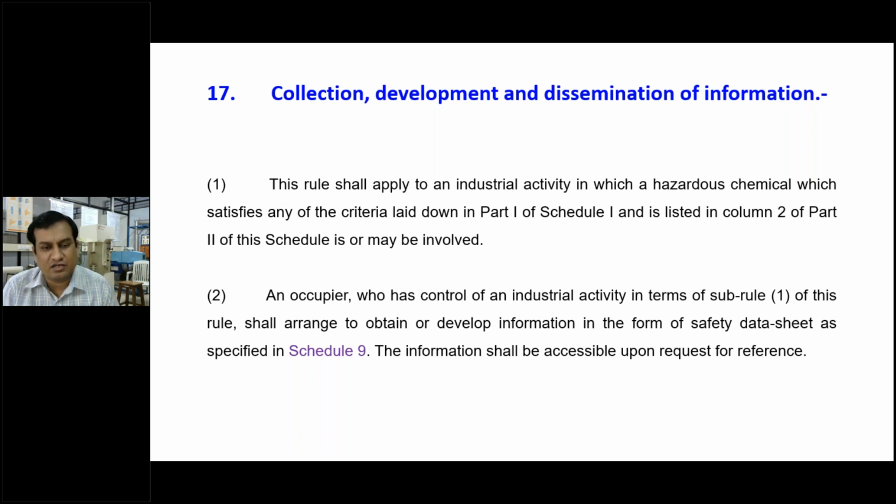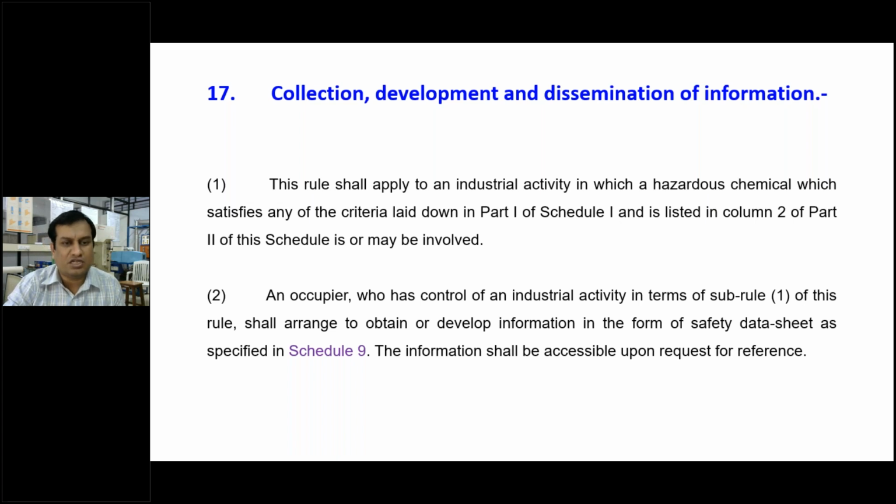So if you are going to handle, store, or use that chemical in the company in any type of industrial activity, then the MSDS or safety data sheet should be known to the concerned person. Normally it should be known to all the persons, because you should know the physical, chemical or other characteristics of that particular chemical in the case of emergencies.